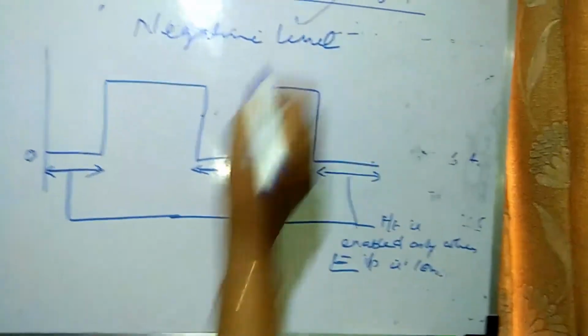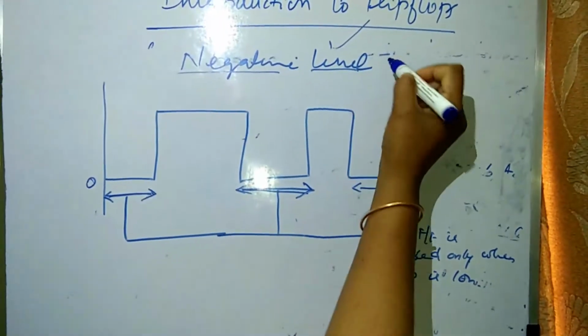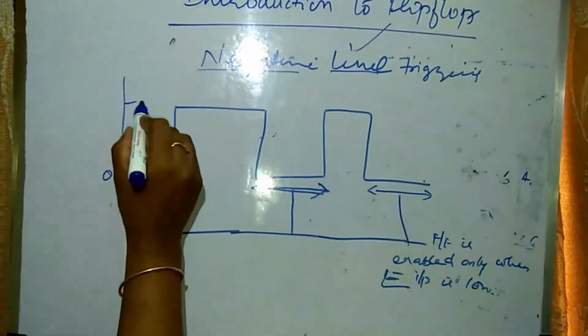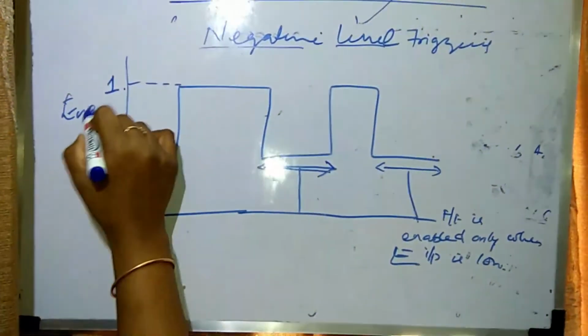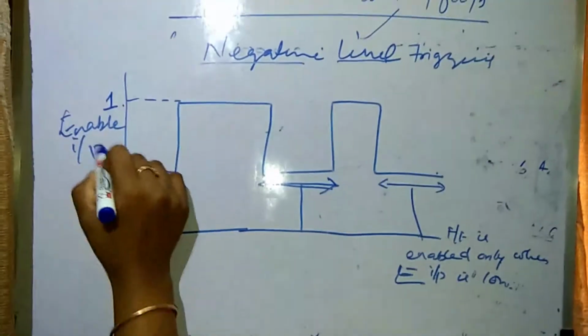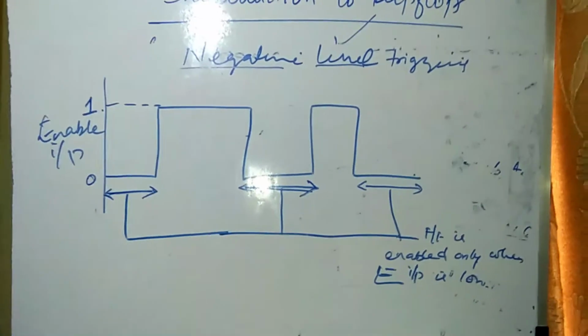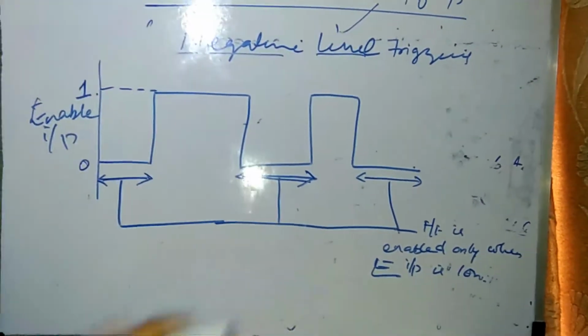So in the case of level triggering, there are 2 types, and this is your negative level triggering. This is 1, that is your enable input, and whenever your enable input is 0, your flip-flop is enabled only at E equal to 0. This is your negative level triggering.